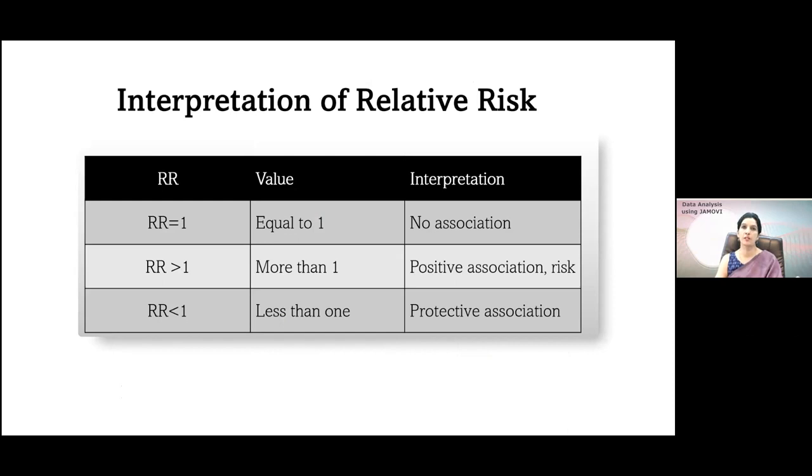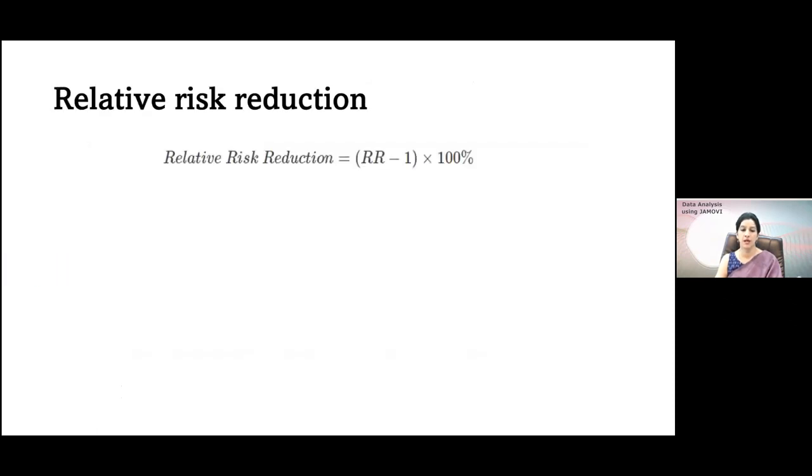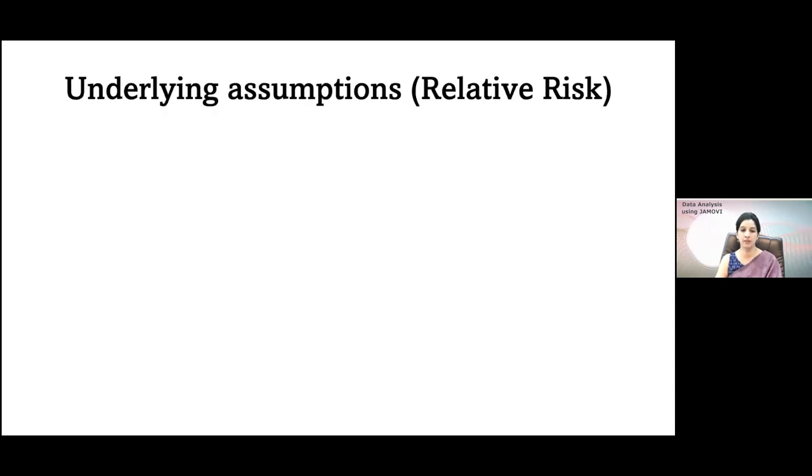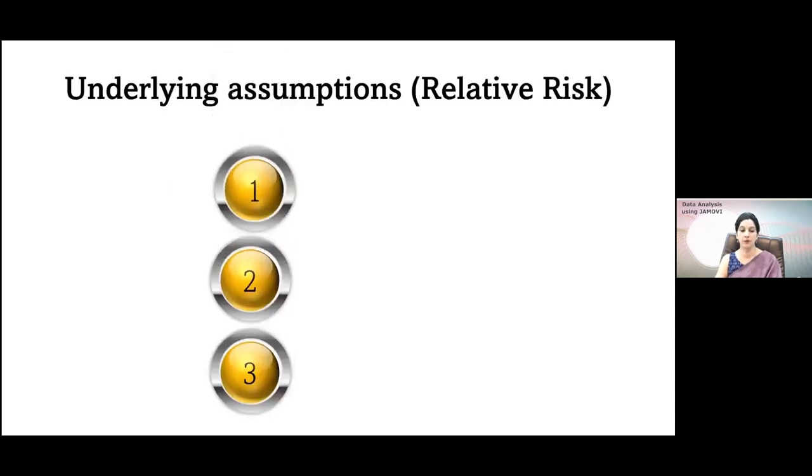So now what is the interpretation of relative risk? If the value of relative risk is equal to one, we call it no association. If it is more than one, we call it a positive association or risk. And if it is less than one, we call it a protective association. And how do we define relative risk reduction? If you subtract one from the relative risk and multiply it by 100, it is known as the relative risk reduction. Depending on the sign, if the relative risk value is greater than one, then the participants in the exposed group are at increased risk of developing the disease. And if it is less than one, the participants in the exposed group have a reduced risk of developing the disease.